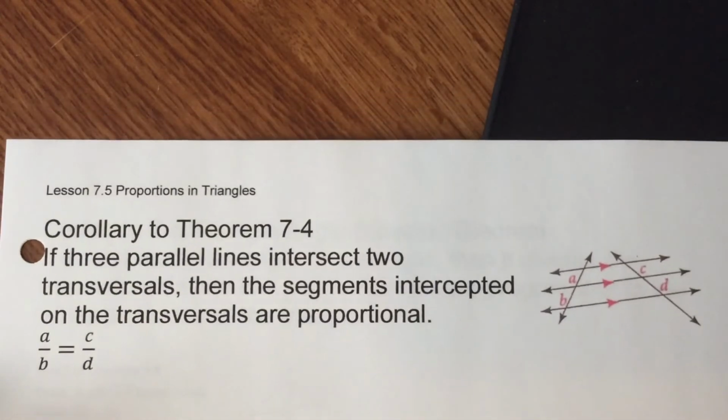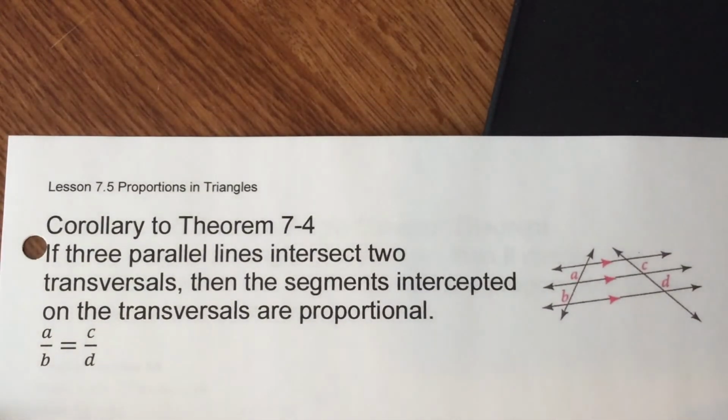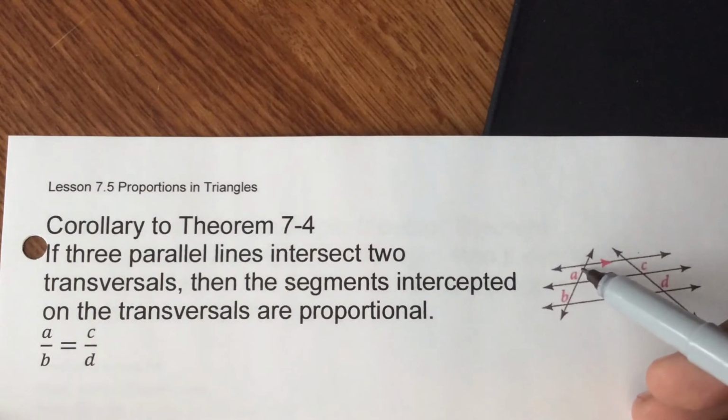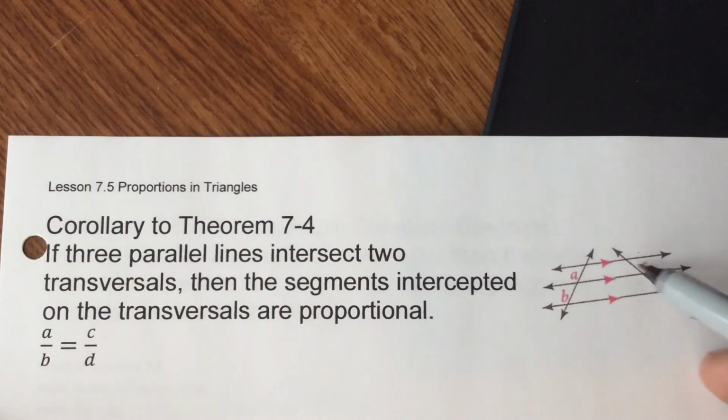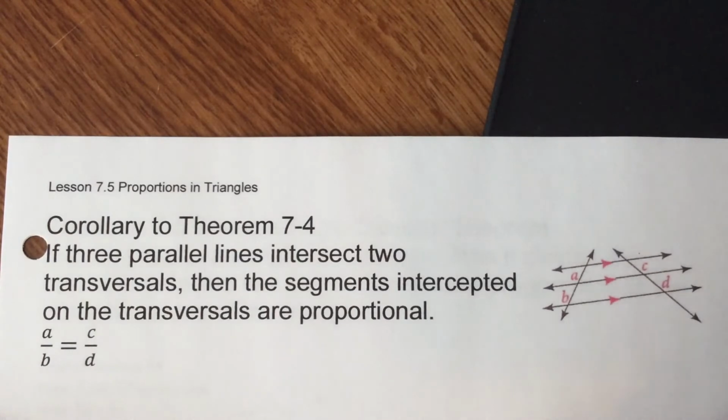We have a corollary that adds on to that. If we have 3 parallel lines intersecting 2 transversals, then the segments intercepted on the transversals are proportional. So think A and B between these parallel lines, and C over D, these two will also work. If we have multiple parallel lines cutting through, as long as these transversals are straight lines, they will all be proportional however you stack them up.